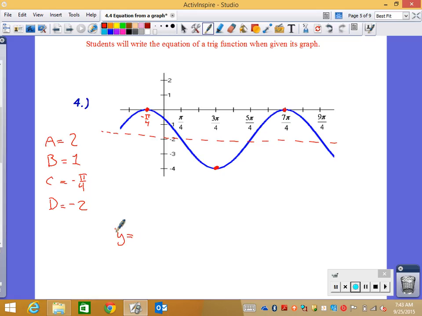So y is equal to my a value, 2, times the cosine. B value is 1, so it's just going to be a 1 out front. X. Now I'm shifting left pi over 4, so it's going to be x plus pi over 4. Remember that backwards thinking we talked about last lecture. And then a negative 2 for the vertical shift.